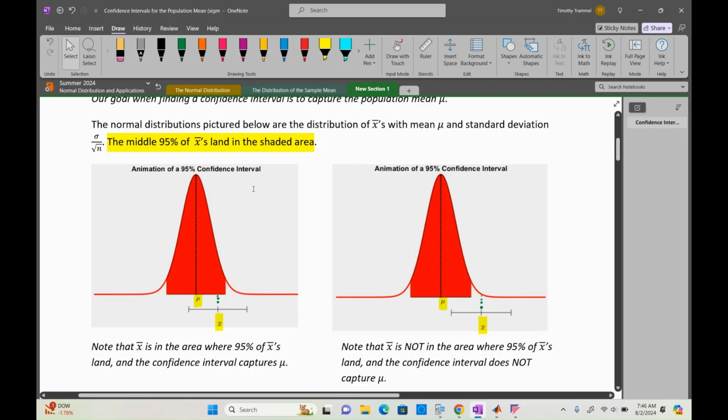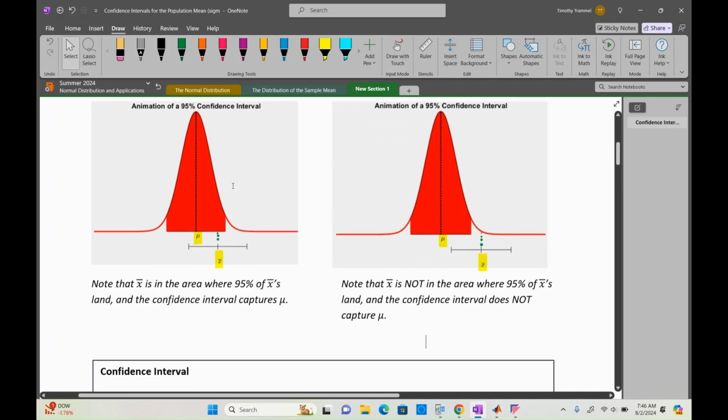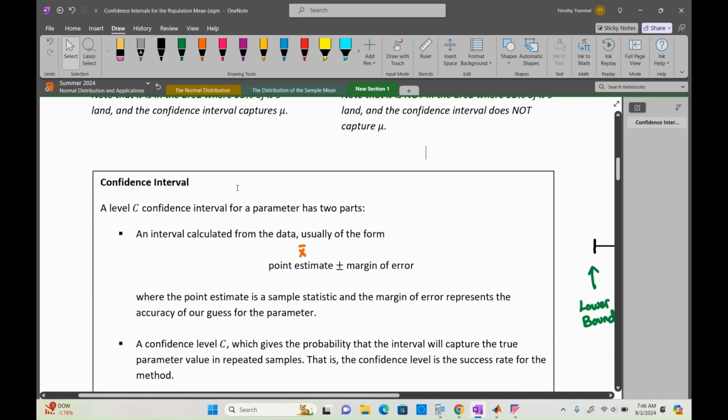Well, let's move down and reiterate some of the things we've already mentioned here.